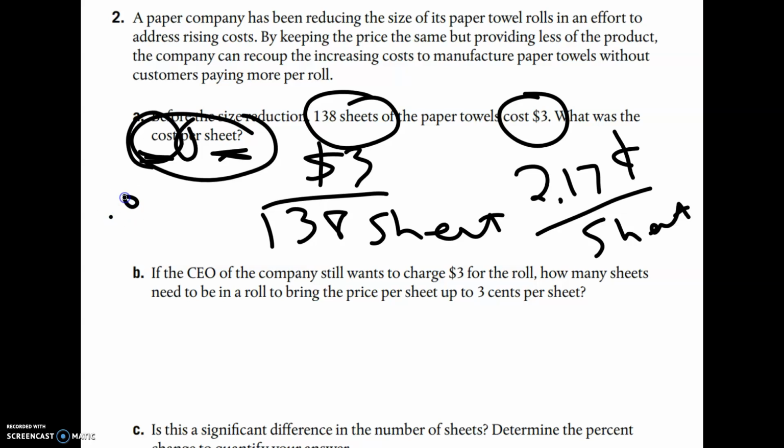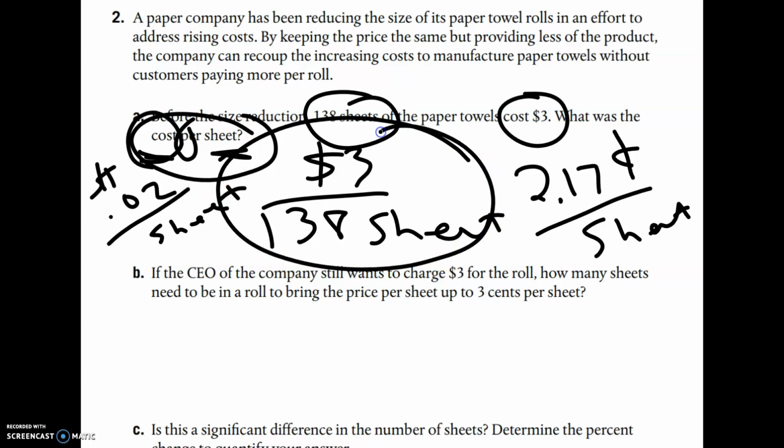You could maybe write it in dollar form, like about 2 cents per sheet if you write it with the dollar symbol. But again, it's a rate, so you don't multiply by 100, you're not converting to a percent, and notice your units don't cancel. You still have dollars, you still have sheets. All right, let's look at the next one.